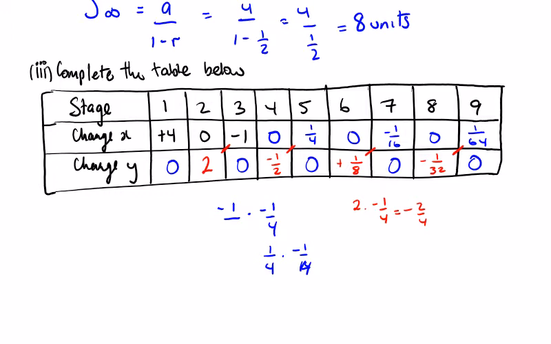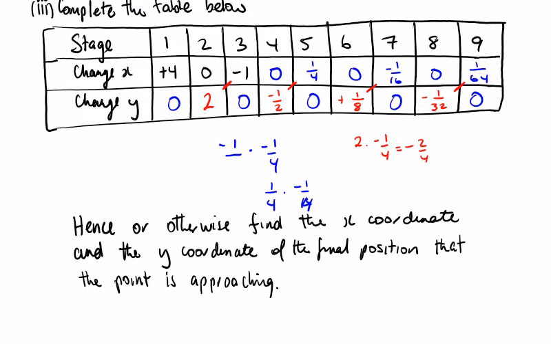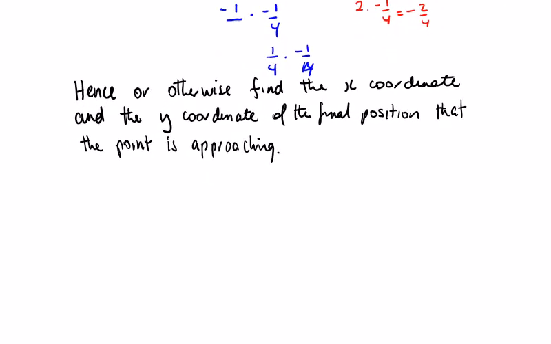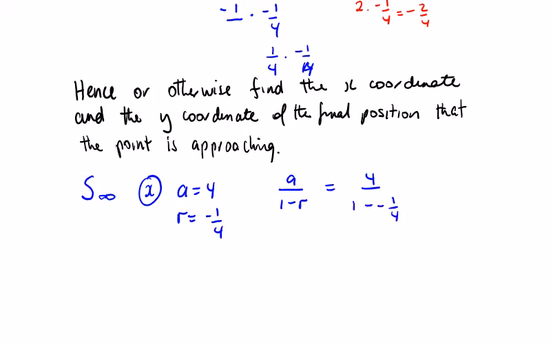Next part. So the other half of part 3 is, hence or otherwise, find the x coordinate and the y coordinate of the final position that the point is approaching. So this is again sum to infinity. If we can actually draw an infinity symbol, it would help. So what's my x? My x started with a movement of 4, and we can see from above that the ratio is minus 1 over 4. So we have a over 1 minus r will give us the x position. So we're going to have 4 over 1 minus minus 1 over 4, which is 4 over 5 over 4, which is 16 over 5, which is 3.2.